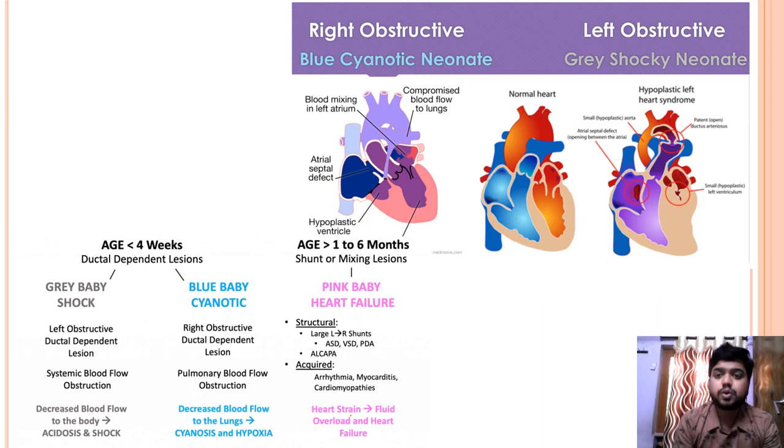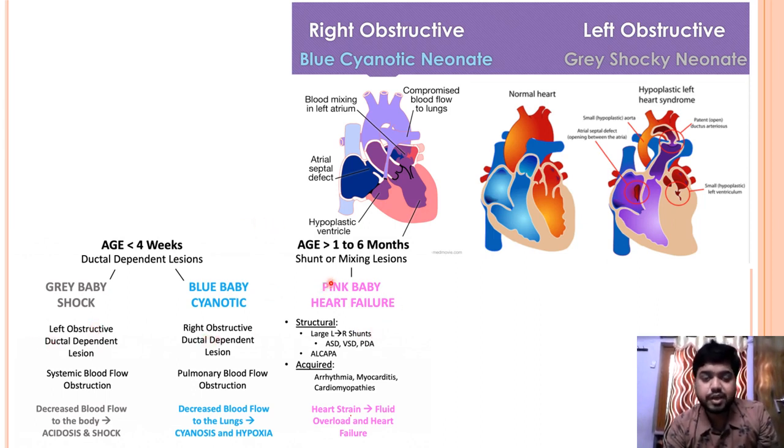Then, as we told, right obstructive lesions are blue, cyanotic, whereas left obstructive lesions are gray, shock, isn't it? Because right obstruction means no blood into the lungs, so they are cyanotic, blue, and left obstructive lesions mean no systemic perfusion, so they are shock, gray. So these are the diagrammatic depictions of how they go. So gray baby shock, blue baby cyanotic. This is left, this is right obstruction.